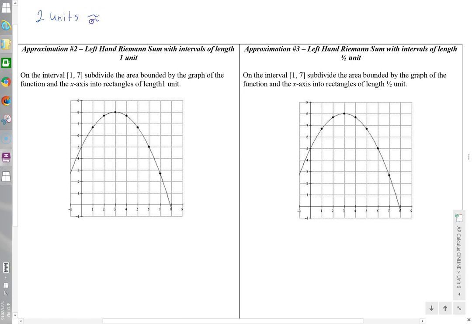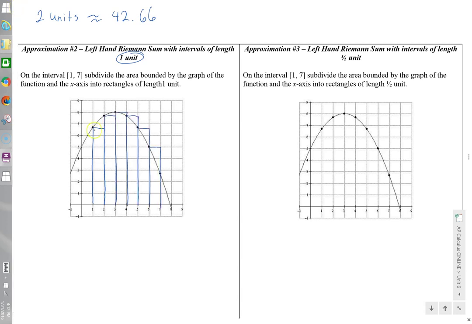With 2 units, we got our area to be approximately 42.66, or 42 2/3. Now we're going to do the same thing, left hand again, but this time with 1 unit. So go ahead and divide that into rectangles with 1 unit. Pause it now and do that. So it should look something like that.